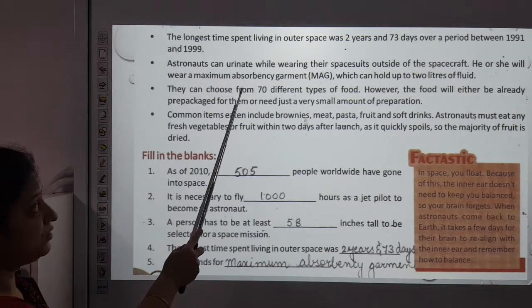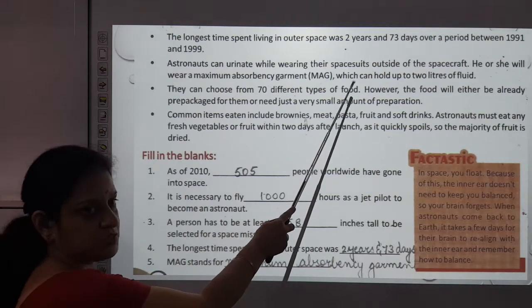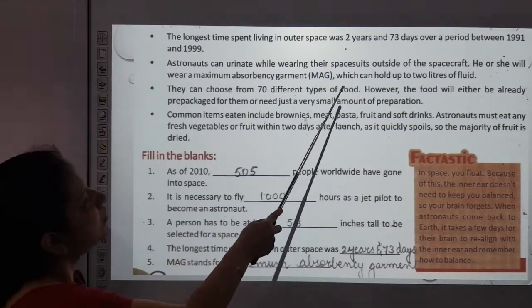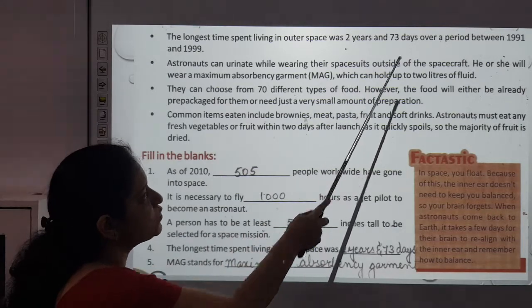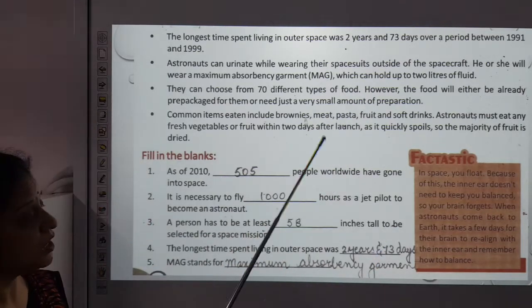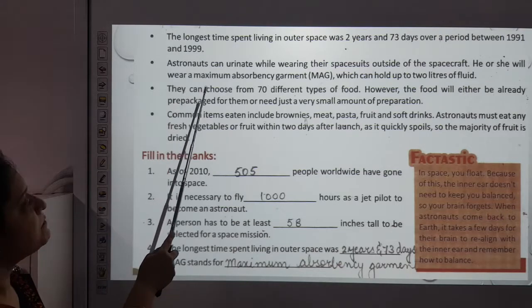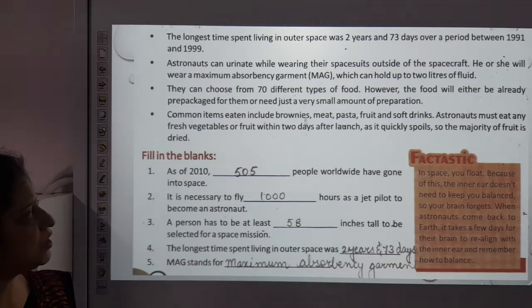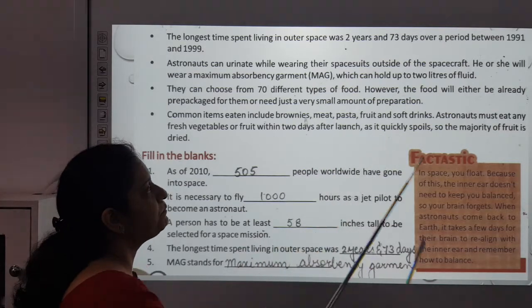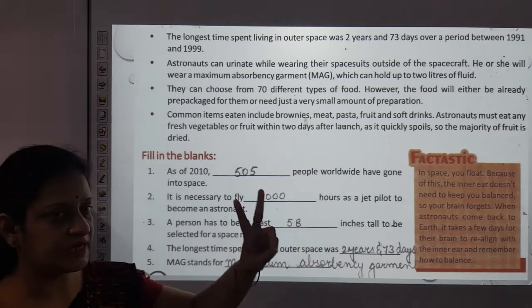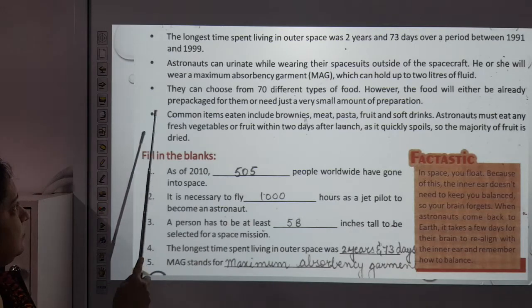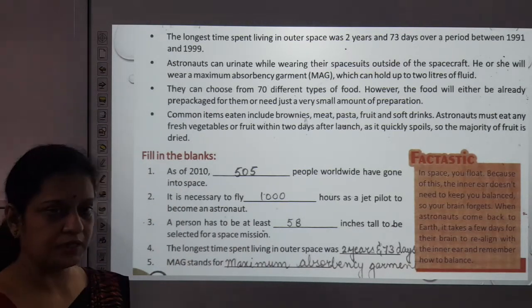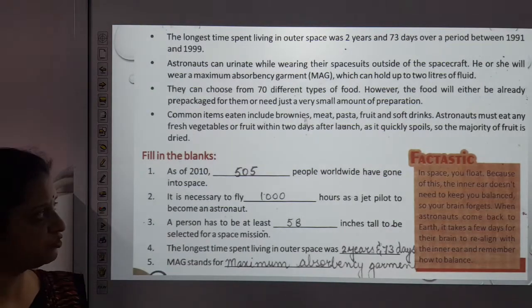Astronauts can urinate while wearing their spacesuit. This is a facility that they can pass urine in spacesuits outside of the spacecraft. He or she will wear a maximum absorbency garment, known as MAG, which can hold up to 2 liters of fluid. Next, they can choose from 70 different types of food. They can take 70 different types of food with them.